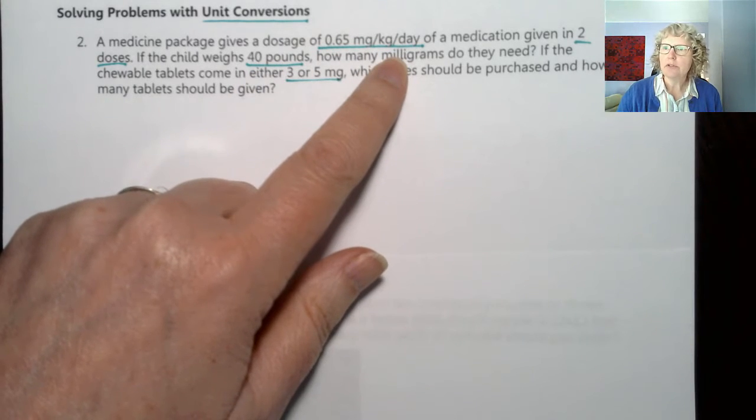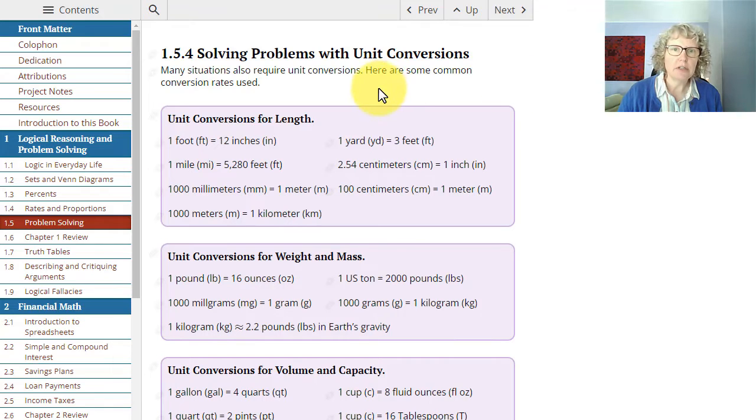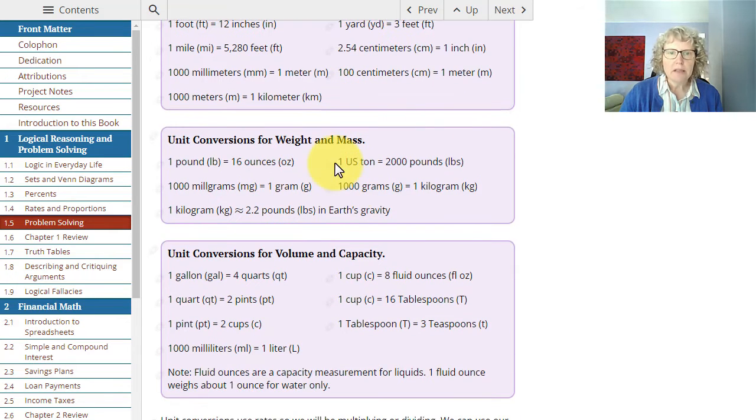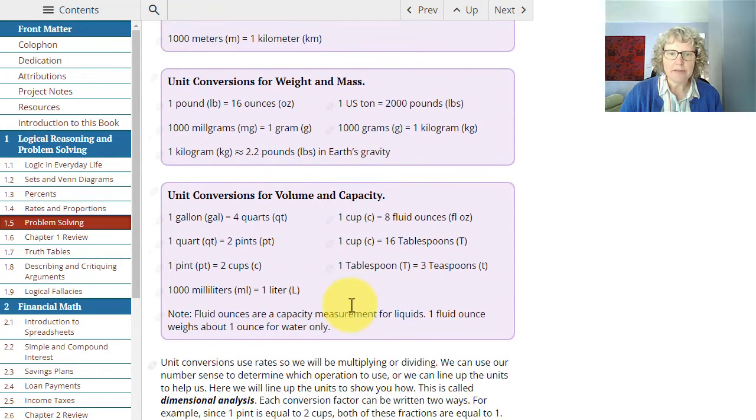And in our textbook, I want to show you a page in our textbook here, or you might have a handout. Here in the problem-solving chapter, after the problem-solving process, we have some different charts here, tables with different conversion factors. So we've got length, weight and mass, volume and capacity, and then there's some examples as well. We need kilograms to pounds. So 1 kilogram is approximately 2.2 pounds on Earth.